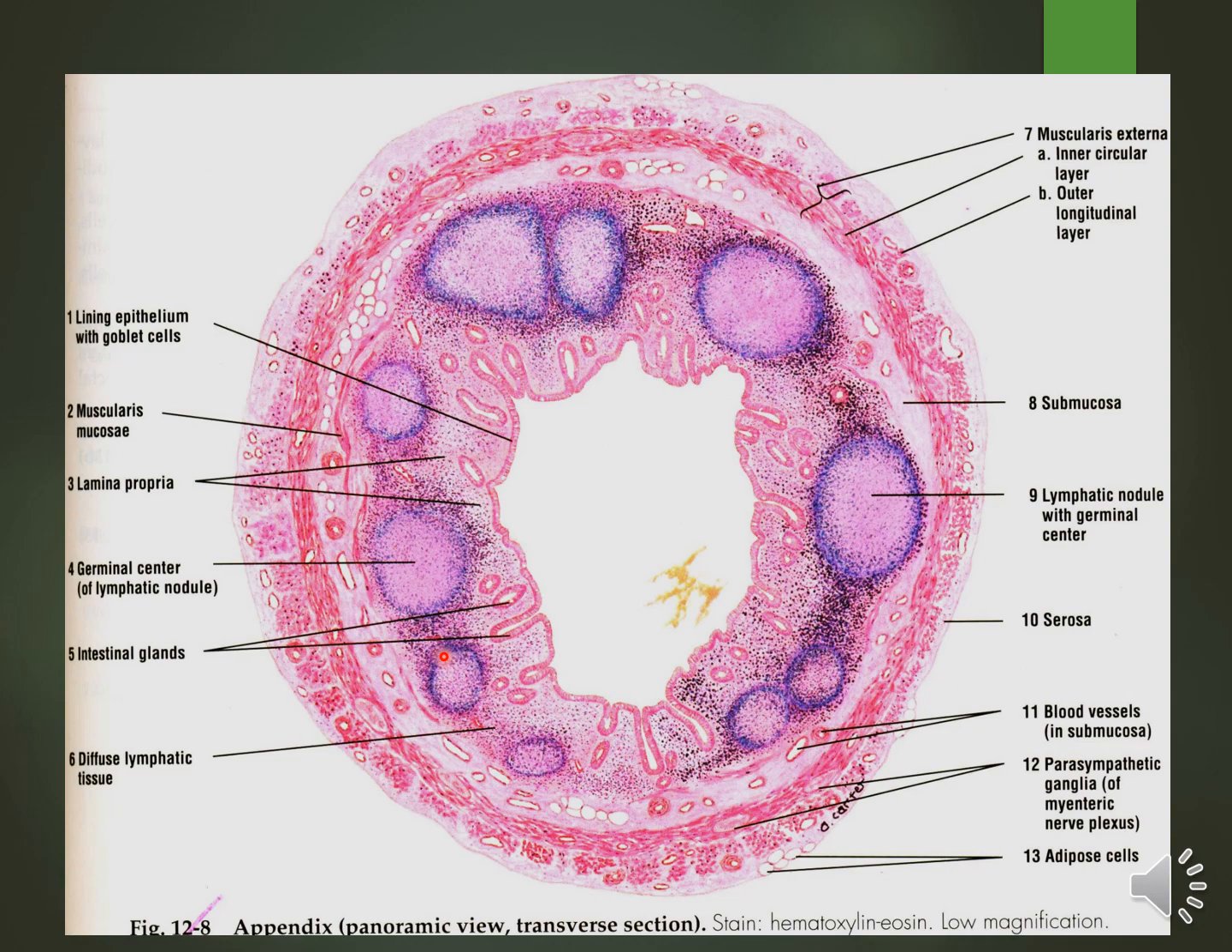So now coming to the mucosa. In the mucosa, we have a lining epithelium. The lining epithelium is made up of simple columnar epithelium with numerous goblet cells and the presence of M cells also.